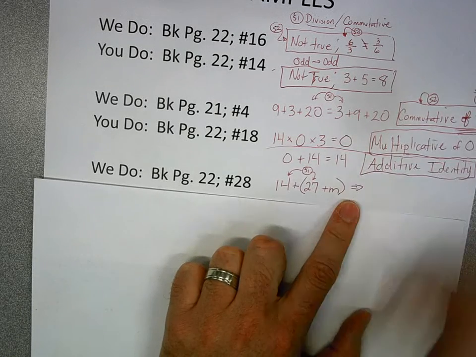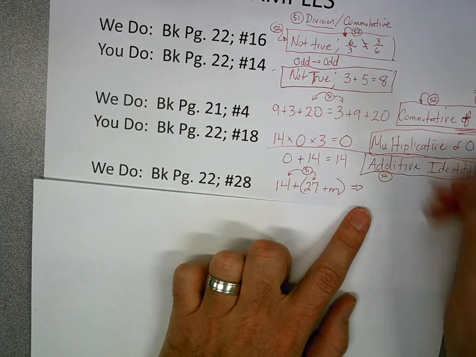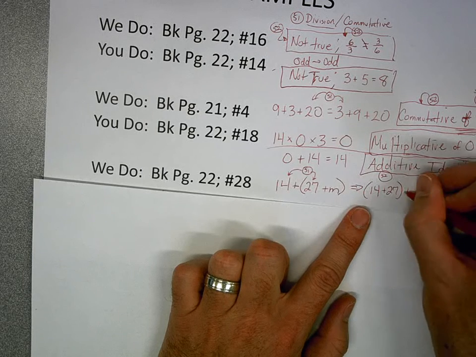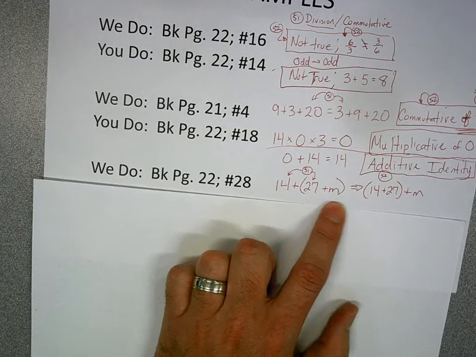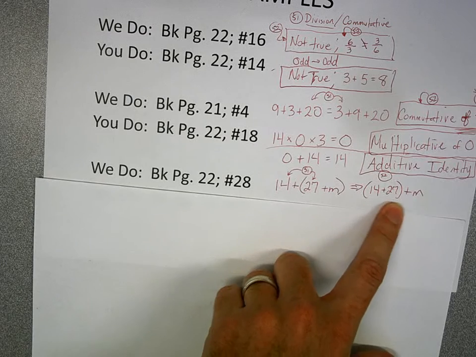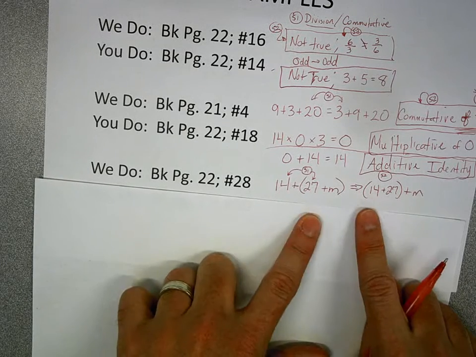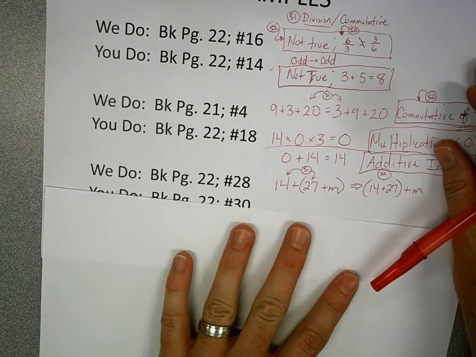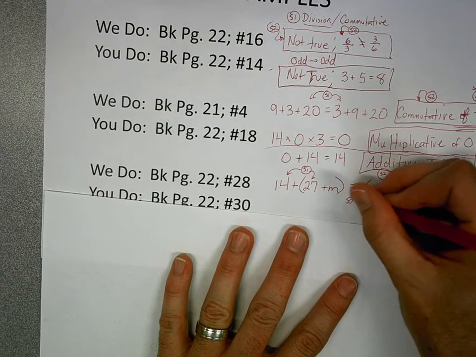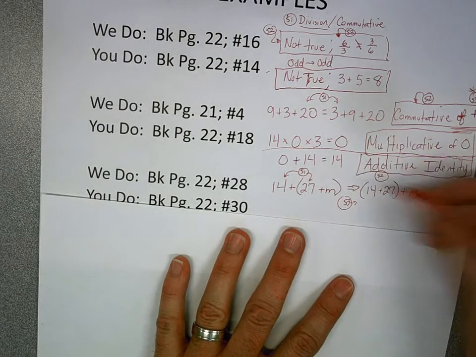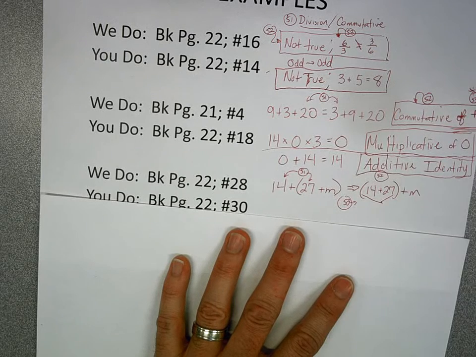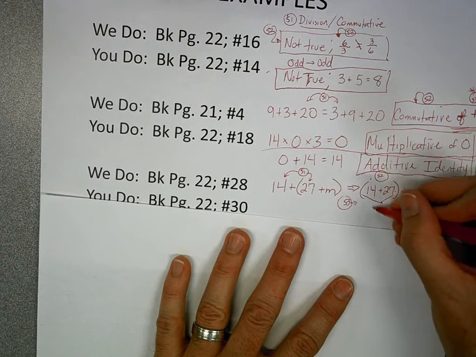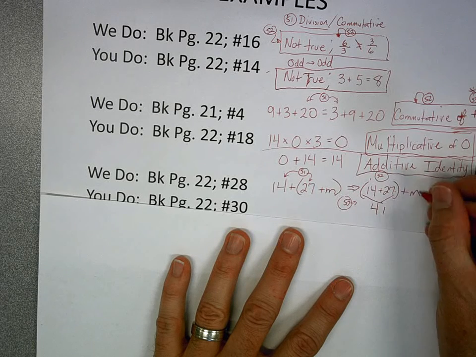So step 2 is rewrite the problem to help yourself out. 14 plus (27 plus m) is the same as (14 plus 27) plus m. Just by moving the parentheses over, we can actually solve those two instead. So I guess you'd say this is step 3. I'm going to go ahead and solve. So 14 plus 27. Well, 7 plus 4 is 11. Carry the 1. 2, 3, 4. So it's 41. And then, of course, we rewrite the whole thing.